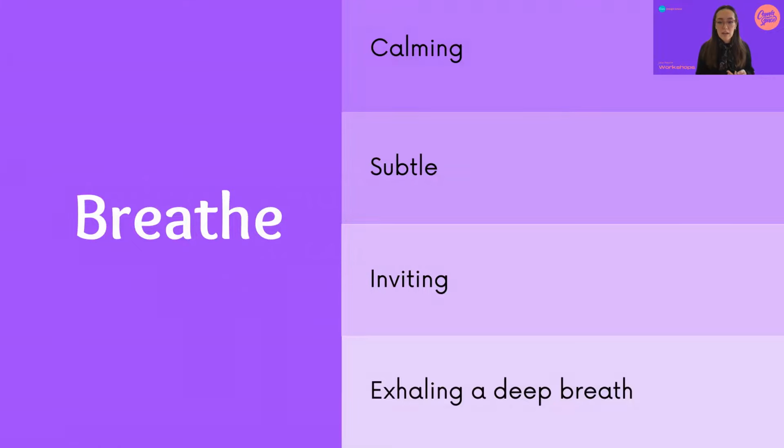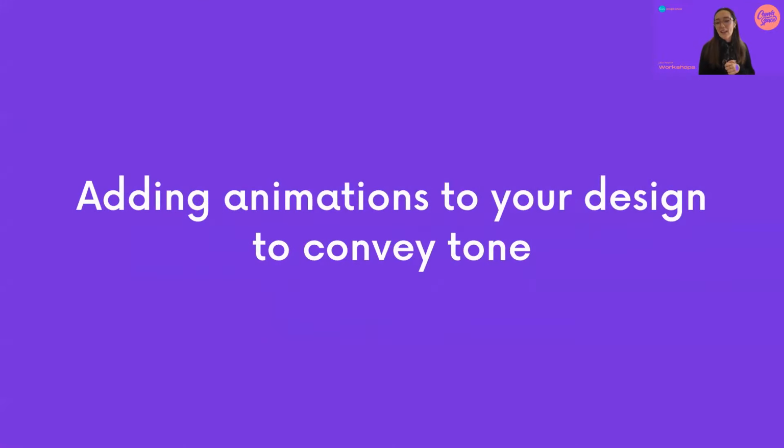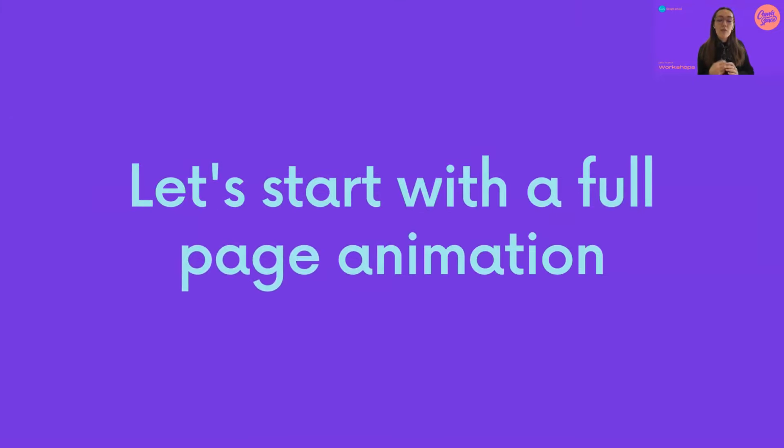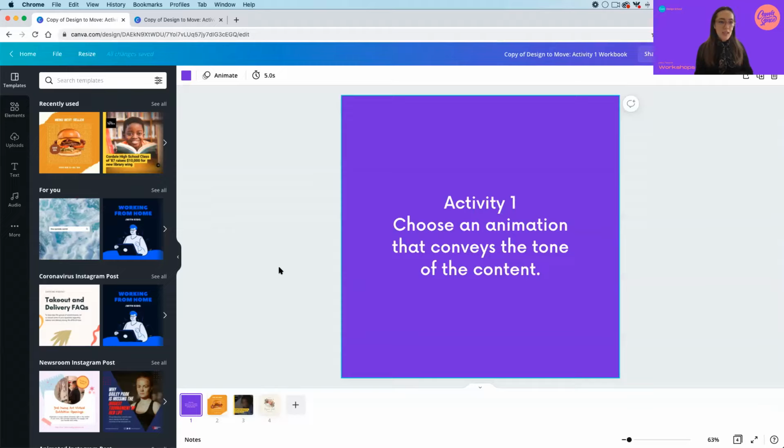So now we're actually going to get into a little bit of an exercise, and we're going to look at how to add animations to a design to convey tone. And we're going to do that by starting with a full page animation. Basically this will be applying an animation in one click. And I'm going to show you exactly how to do that. All right, I'm going to get started.